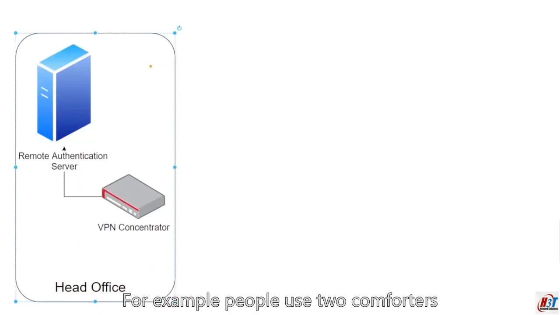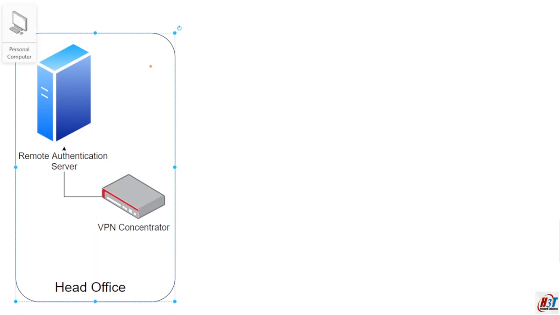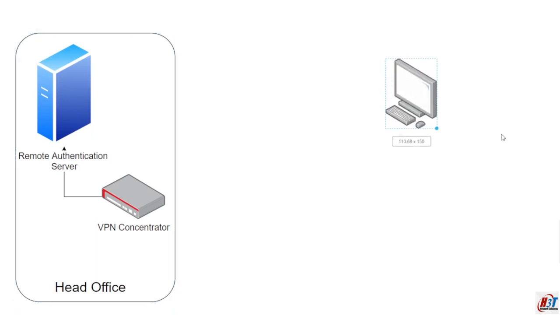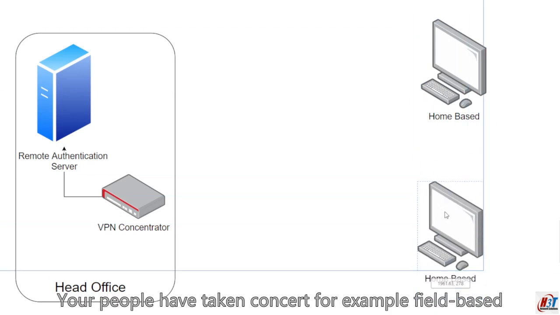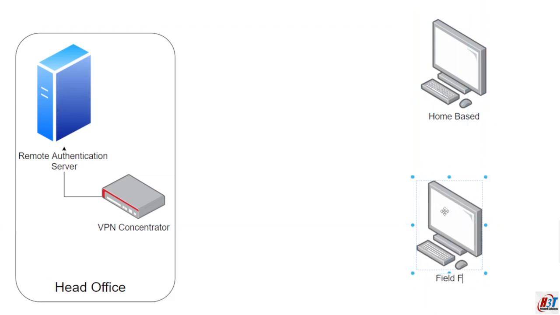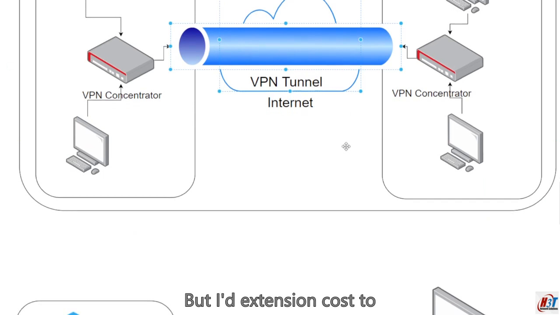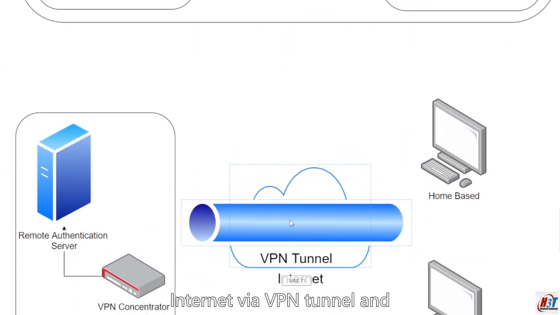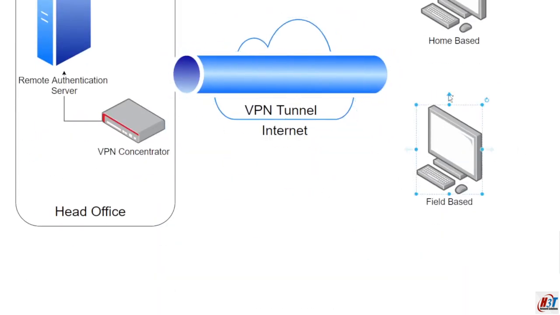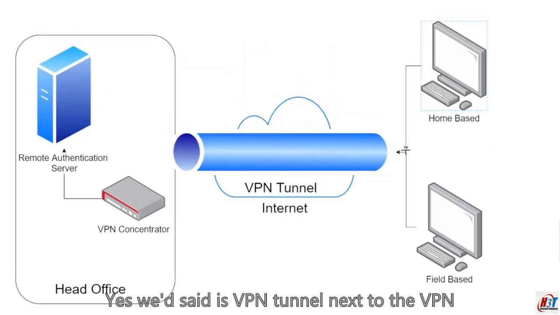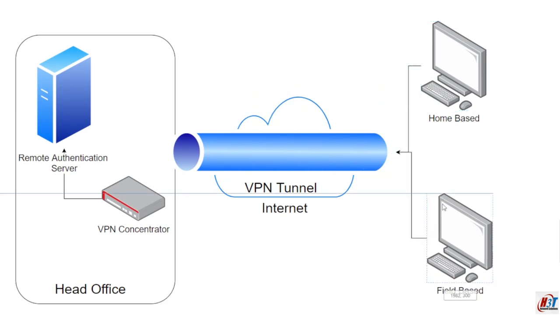Also, for example, we will use two computers. This also goes to the first computer, for example home based, and here we will have a second computer, for example field based. And then this directly goes to the internet via a VPN tunnel, and these computers connect with this VPN tunnel to the VPN here.